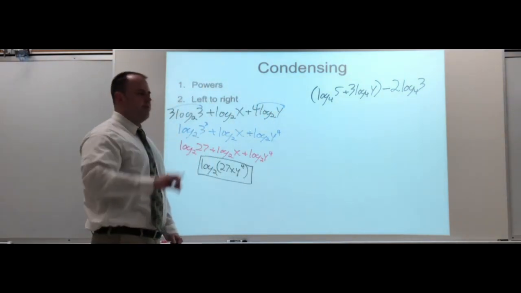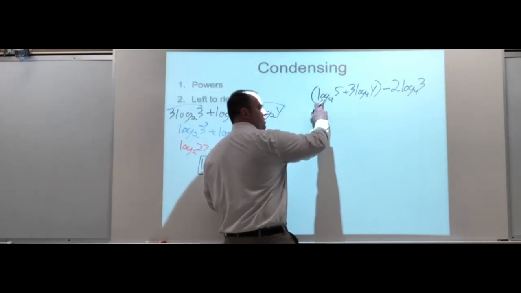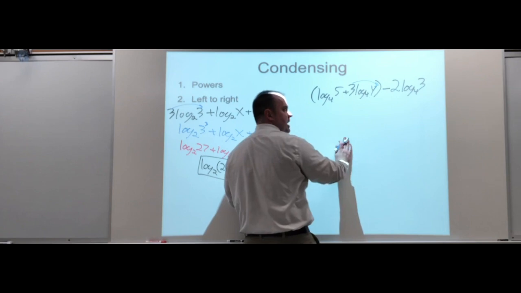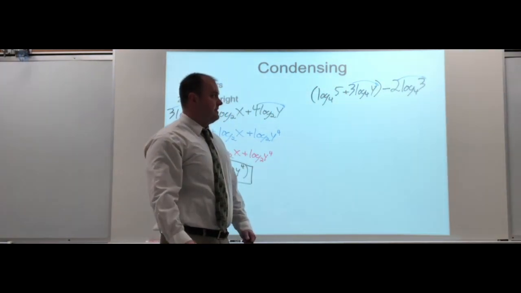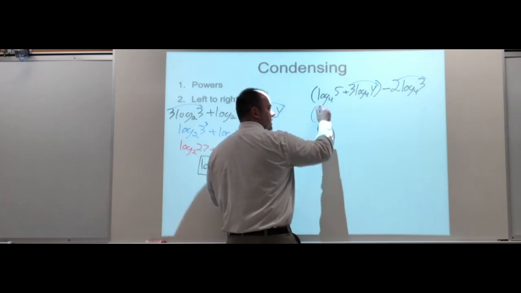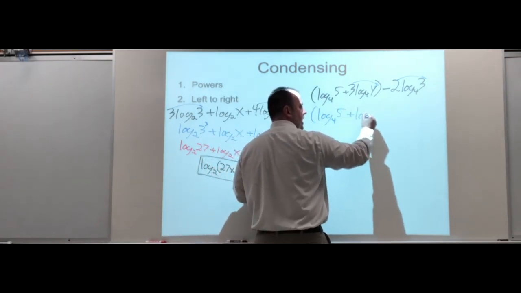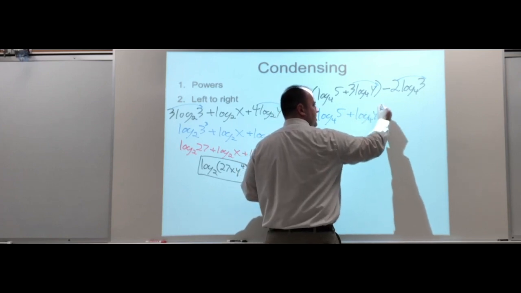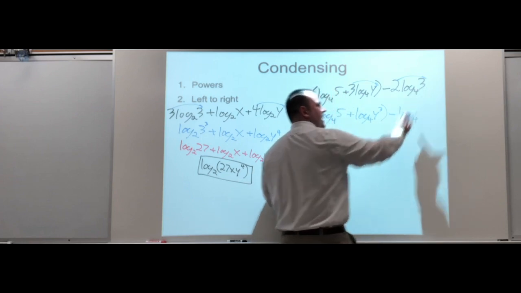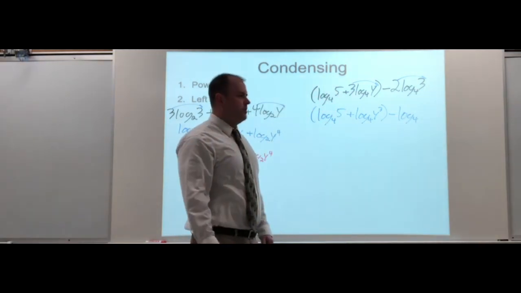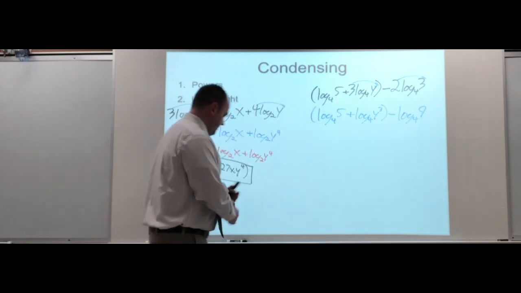Let's go right across. We have 3 terms. Each one, let's see if it has a power rule. No power rule here. Here we have a power rule. And here we have a power rule. So let's rewrite and simplify. Log base 4 of 5 plus log base 4 of y cubed minus log base 4, and it would be 3 squared. But we know 3 squared is 9, so let's write it as 9 there.